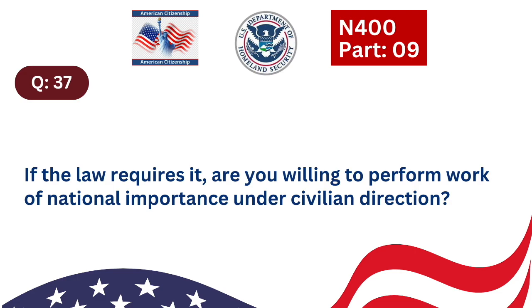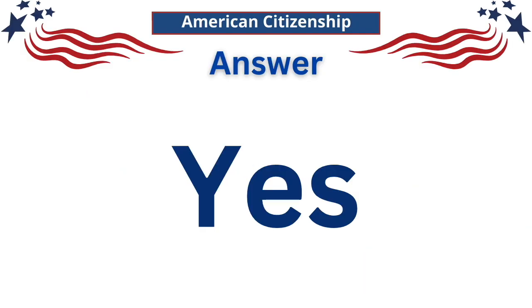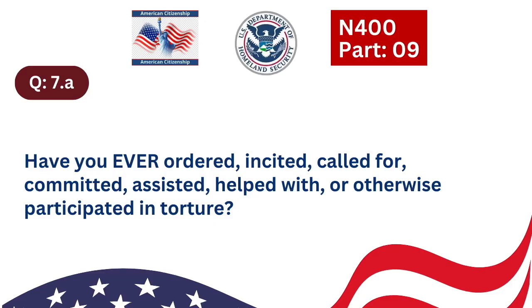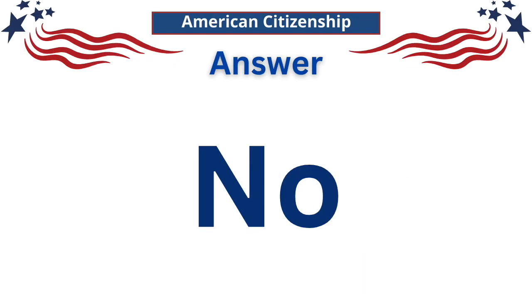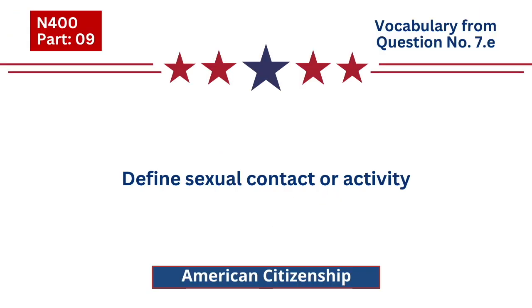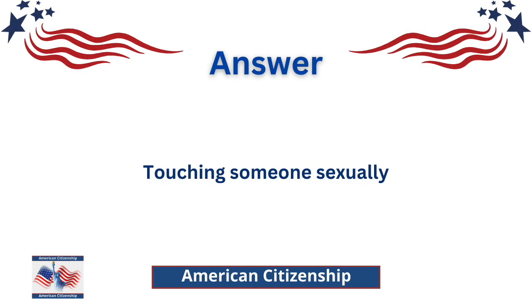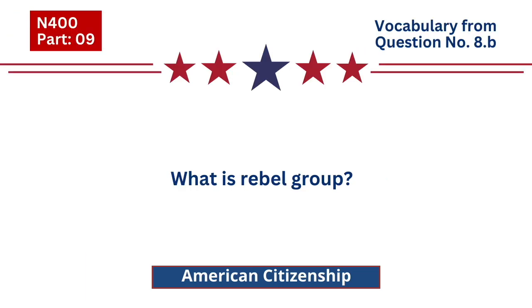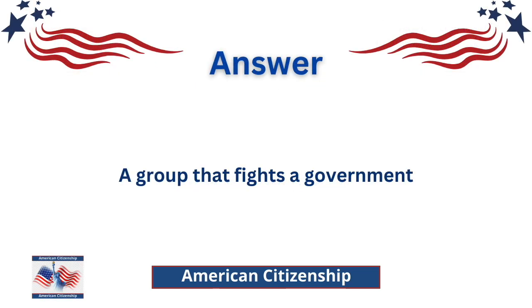If the law requires it, are you willing to perform work of national importance under civilian direction? Yes. Have you ever ordered, incited, called for, committed, assisted, helped with, or otherwise participated in torture? No. Define sexual contact or activity. Touching someone sexually. What is rebel group? A group that fights a government.